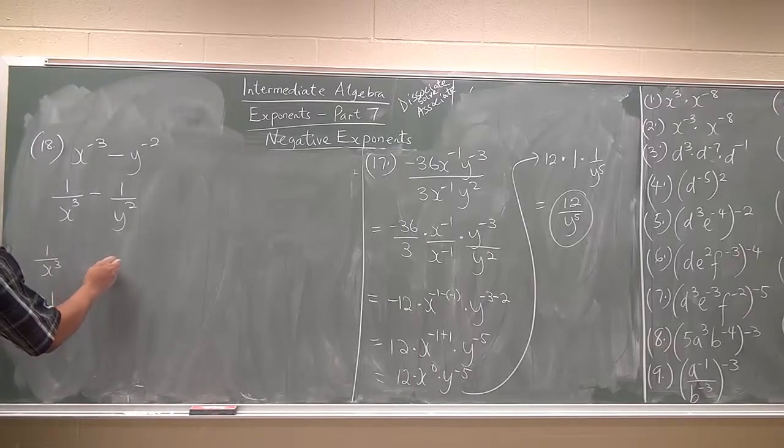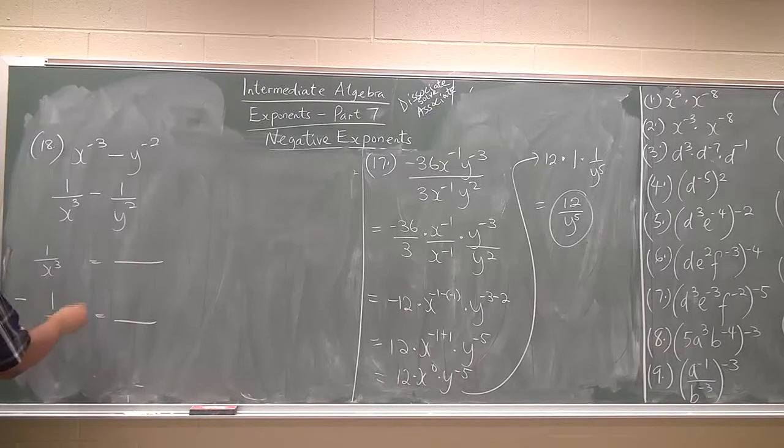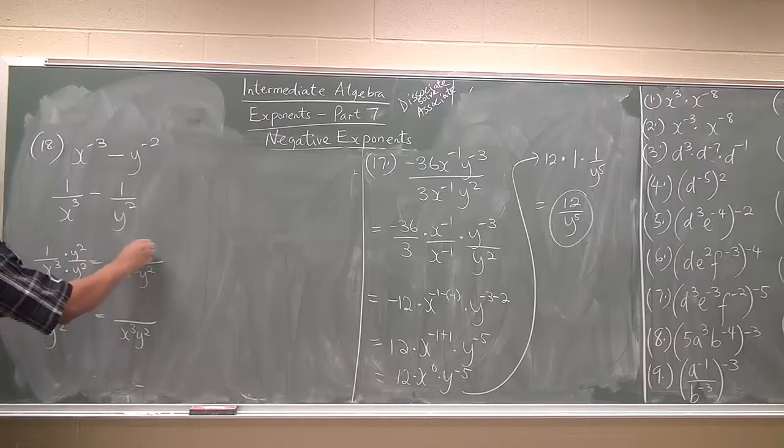What is the LCD? The LCD is x cubed y squared. You ask yourself, what will you do to x cubed to give you x cubed y squared? You multiply by y squared. And whatever you do to the denominator, you do to the numerator. So this gives you y squared over x cubed y squared.